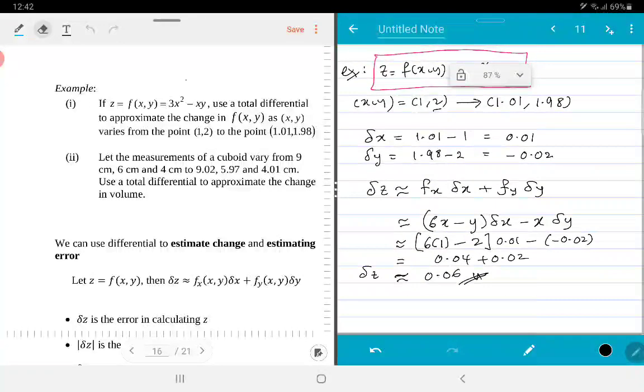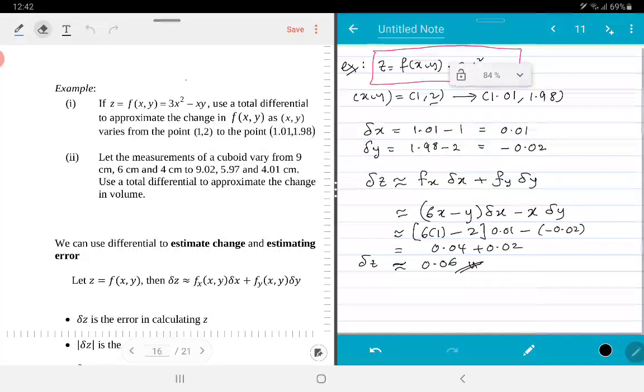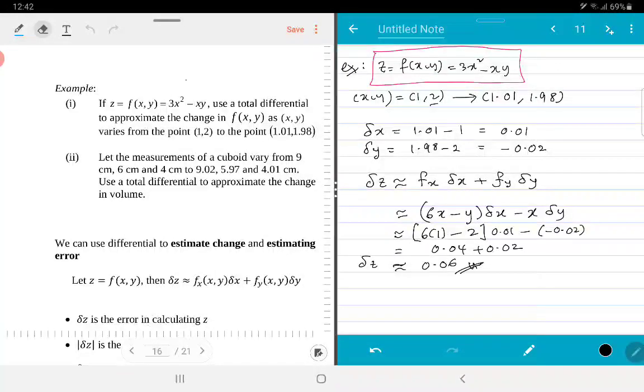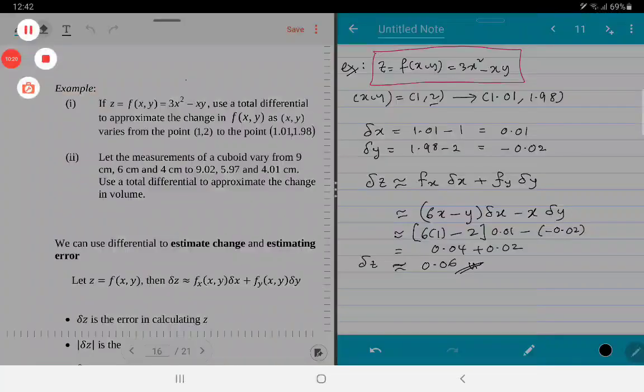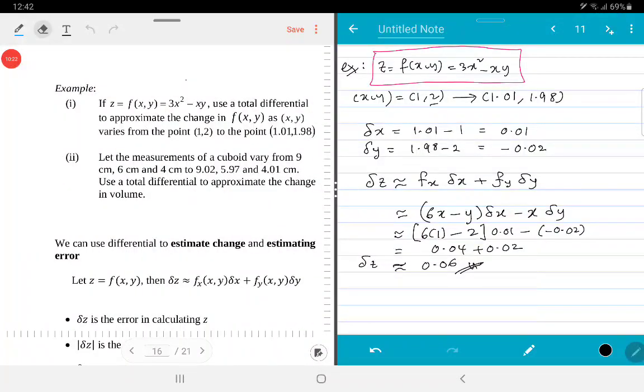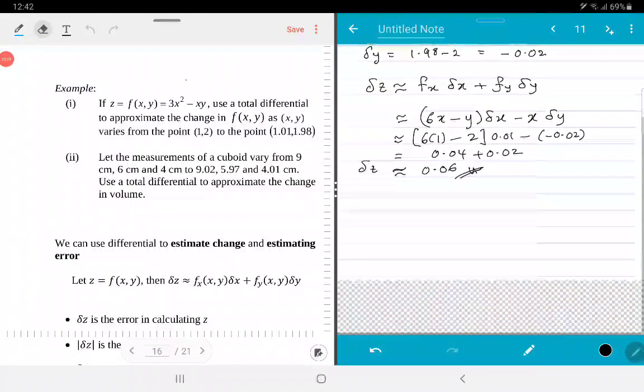Now we can also extend this to a function with 3 independent variables. For 3 independent variables, are we going with time? Okay, yes, we can solve one more example.